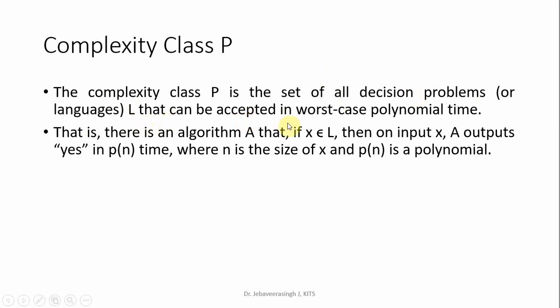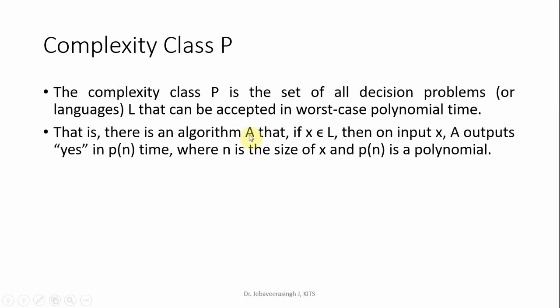And if L can be accepted in worst case polynomial time, look at these terms: accepted in worst case. Accepted means we are going to talk only about the positive results. We are not going to talk about failed searches or negative results. And in the worst case we are going to have polynomial time, so it's not about the best case. In the worst case it should have a polynomial time algorithm. So these algorithms are going to be called class P algorithms.